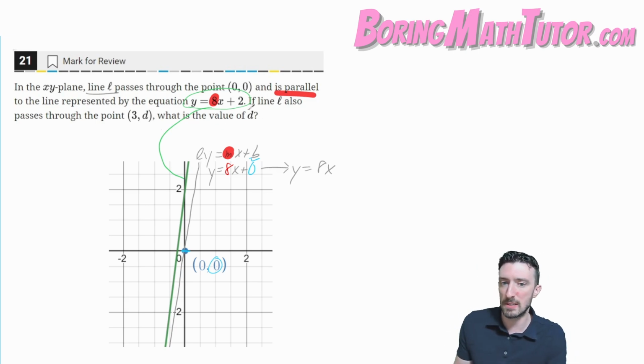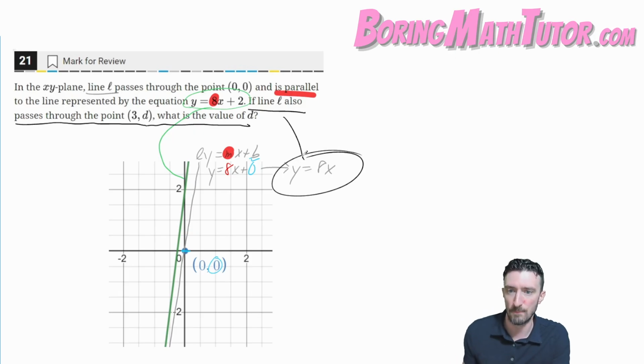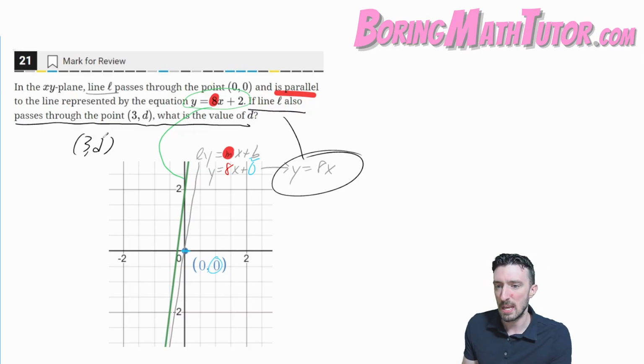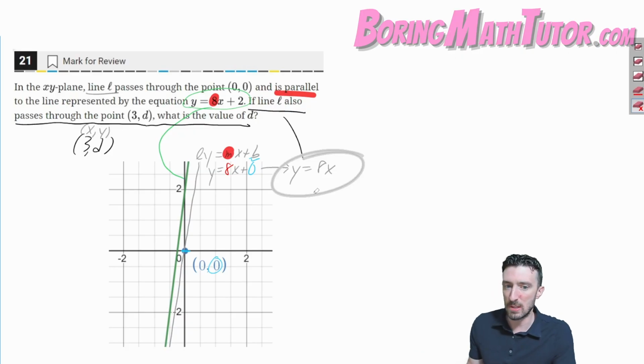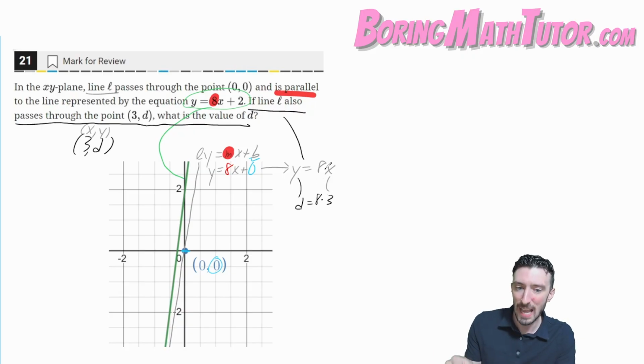Now that's important because they said if line L also passes through the point 3 comma D, so they're talking about line L, so they're talking about this equation. But they're saying it goes through the point 3 comma D. Okay, well 3 comma D is in x comma y form. So that means where I see the x, I should put a 3, and where I see the y, I should put a d. So it's going to be d equals 8 times 3.